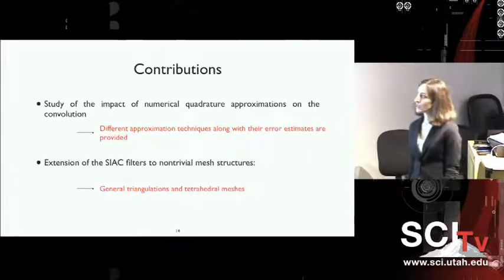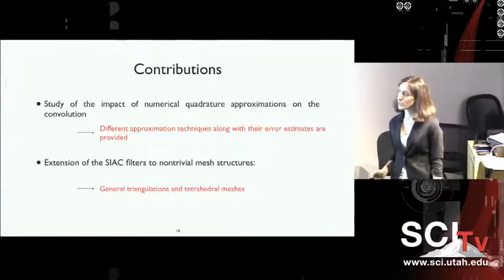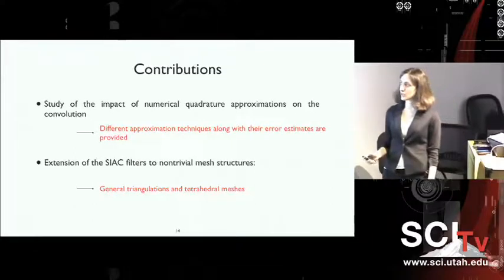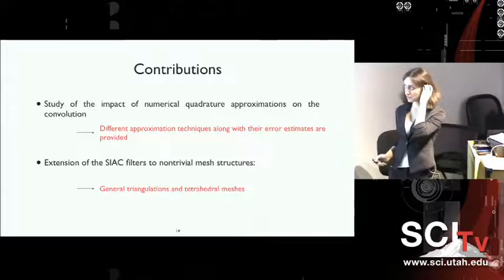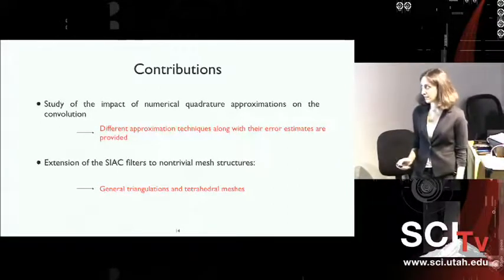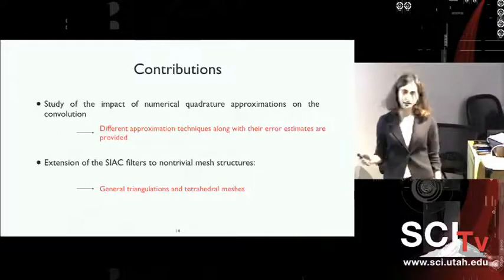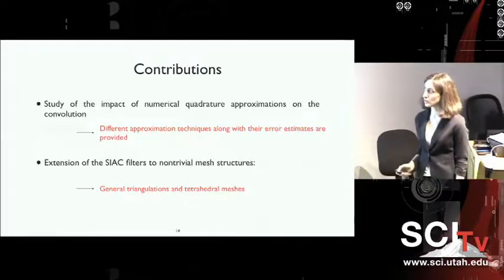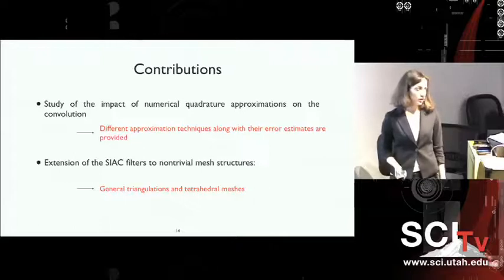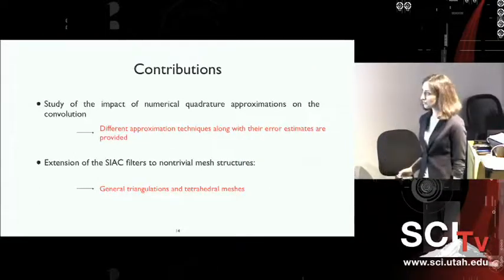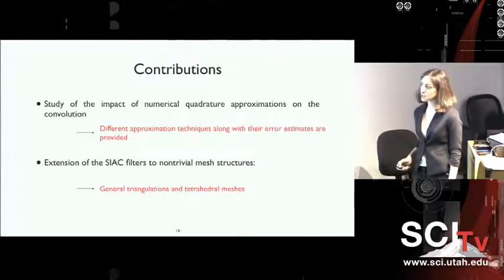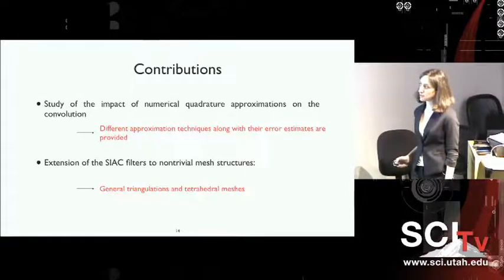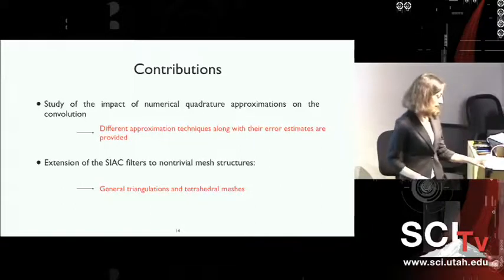Our contributions can be grouped into these 2 general categories. The first one is that we provide a study of the impact of the numerical quadrature approximations on the convolution. We provide different approximation techniques along with their error estimates, and the goal of this study was to provide a mechanism for computing the convolution operator in a more efficient manner. And also, we provide extension of the SIAC filter to non-trivial mesh structures. We provide results for general triangulations and tetrahedral meshes. I will explain each of these in more detail in the next slides.